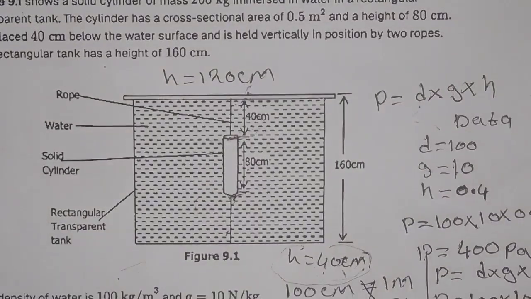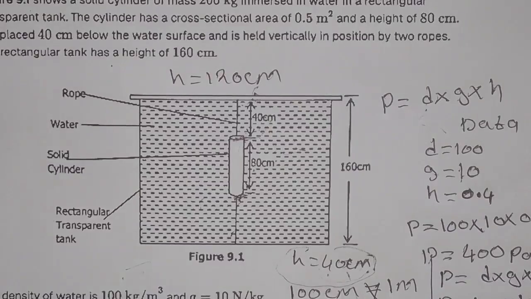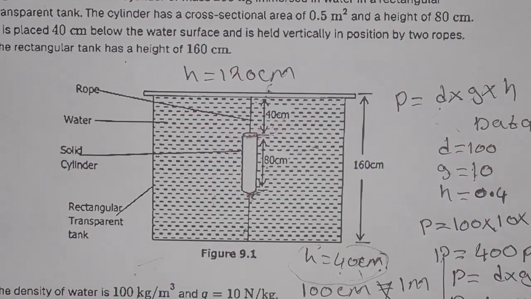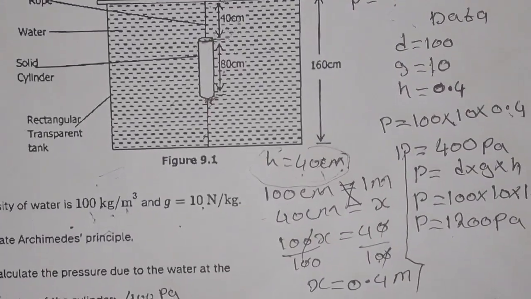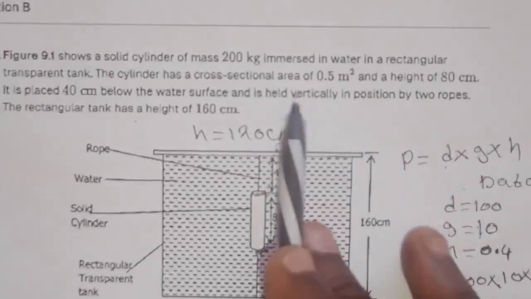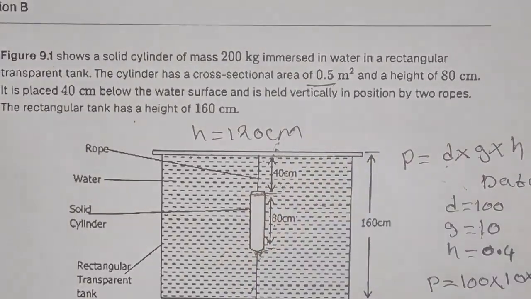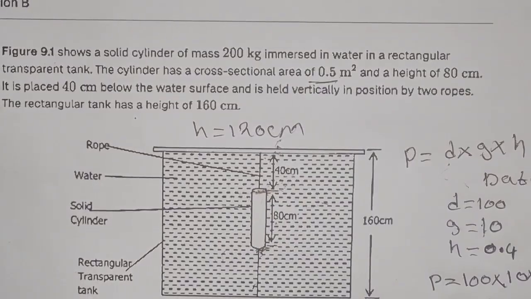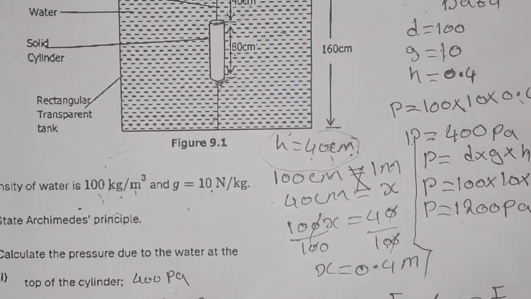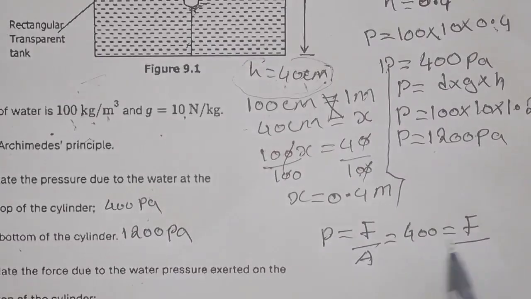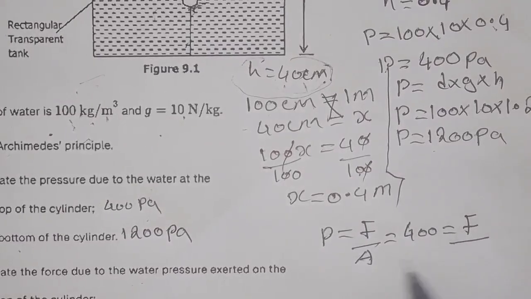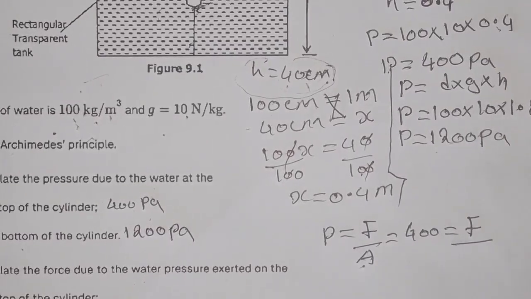So this is pure physics, but if you're doing ordinary, you can attend this session so that you learn one or two things, because there is no difference between pure physics and ordinary physics. Okay, so I've read here that the cross-section area is 0.5, so this means that the area for this cylinder is 0.5. So 400 is equal to force over area, where there is area we put 0.5.